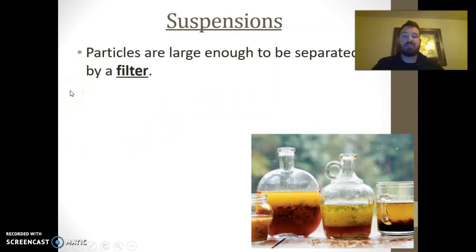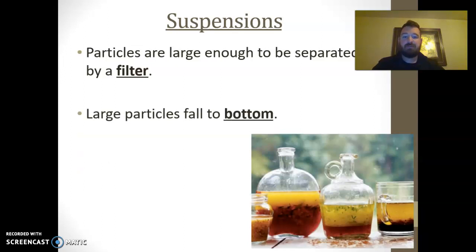These particles in a suspension are the largest of our mixture types. They're large enough to be separated by a filter, whether that's filter paper like we use in the chemistry lab, coffee filter paper, or something like a colander that you use in the kitchen. And these large particles will fall to the bottom. As you can see in our picture here of these different salad dressings, all of the large spices fell to the bottom. Some examples of suspensions would be paint or salad dressing.